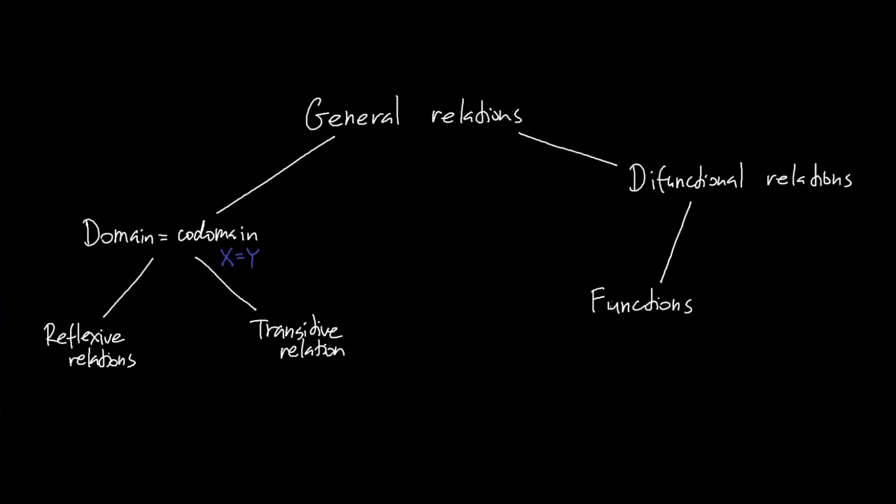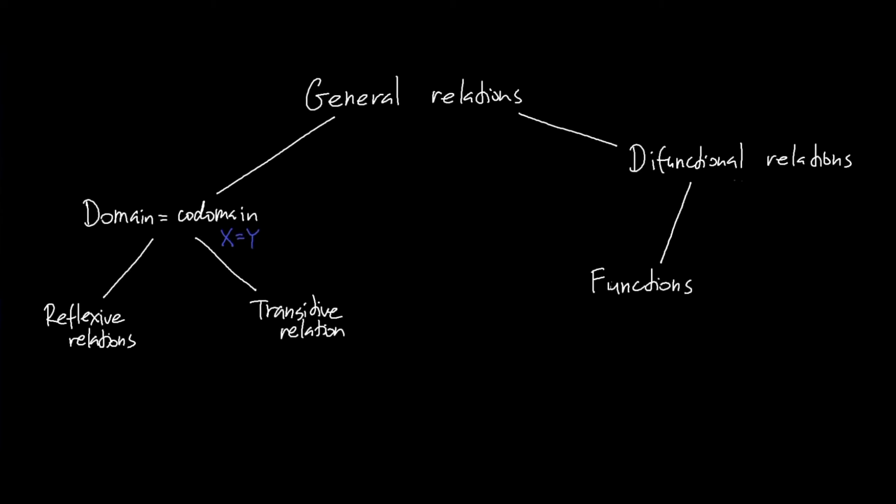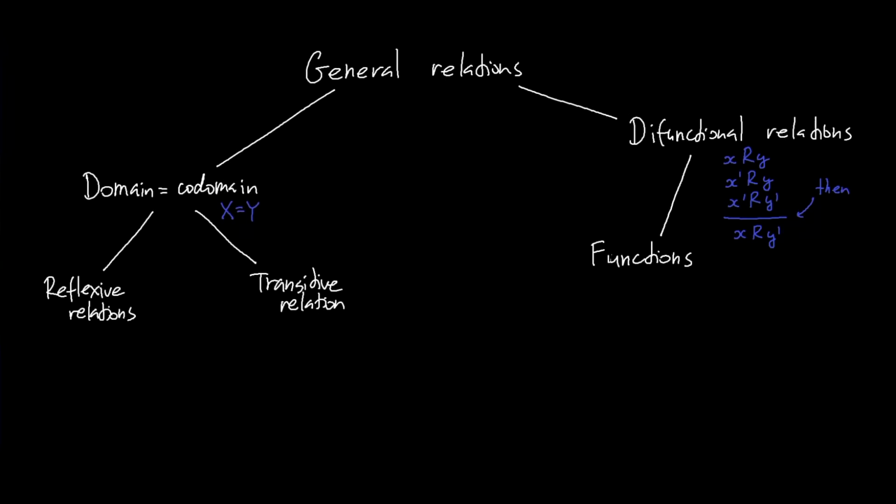Difunctional relations are relations that have the following interesting geometric property: if X is related to Y, and X prime is also related to Y, and at the same time X prime happens to be related to Y prime, then, so this symbol here means then, X is related to Y prime. We will come back to this and talk a little bit more about that. Let's leave it like that for now.